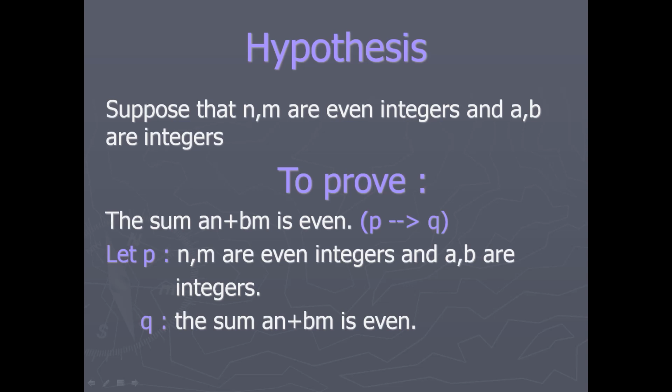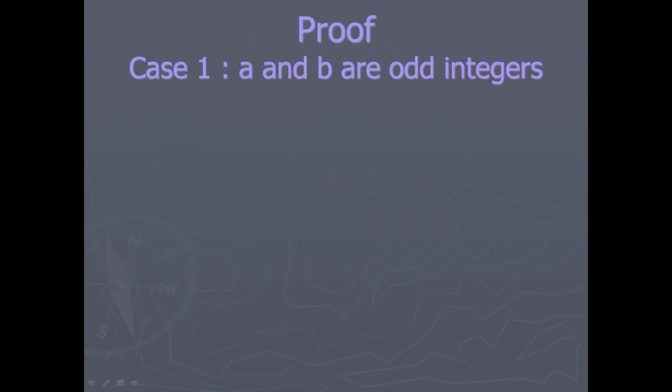So as you can see that n and m have some specification that they are even integers, but a and b do not have any specification. So they can be either even or odd integers, or they can be a combination of both. So I'm using the method of cases over here to prove my theorem. So case 1 says that a and b are odd integers.